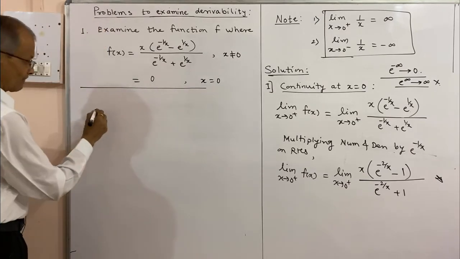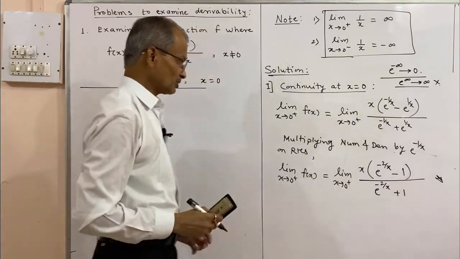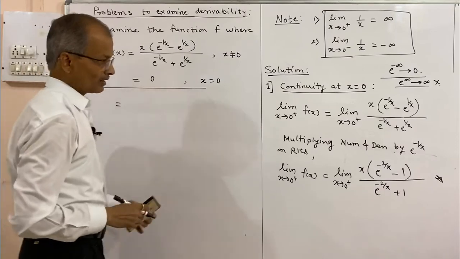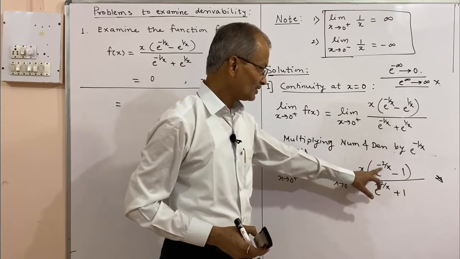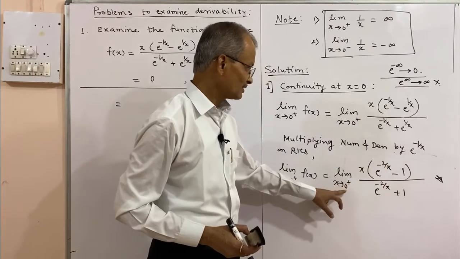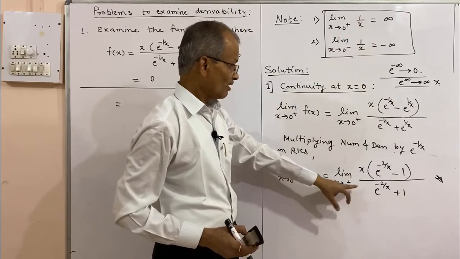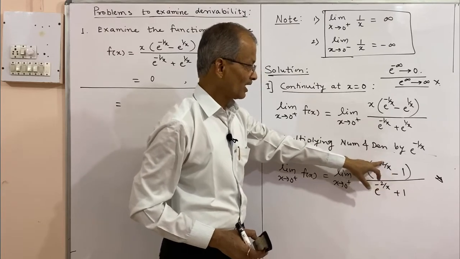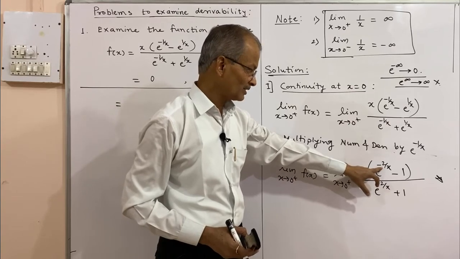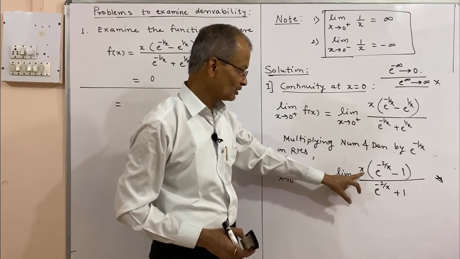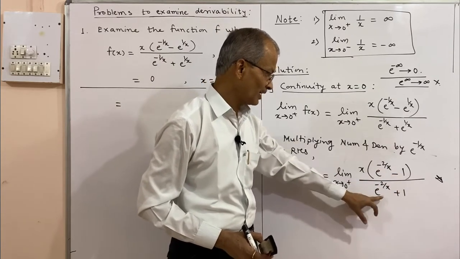And now further, this is equal to the right hand limit as x tends to 0, and you see what this limit is: e raised to minus 2 by x. The limit as x tends to 0 from the right of 1 by x becomes infinity, and 2 into infinity is again infinity. So therefore this is e raised to minus infinity, and x tends to 0, so this becomes 0 into e raised to minus infinity minus 1, divided by again the same.